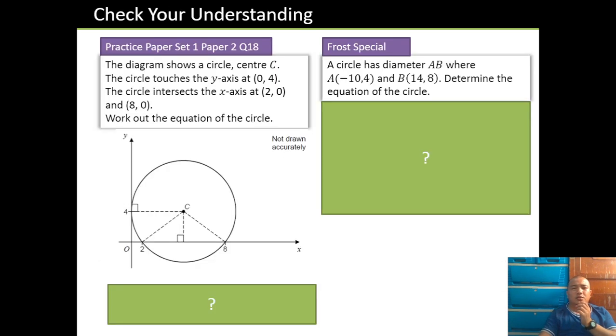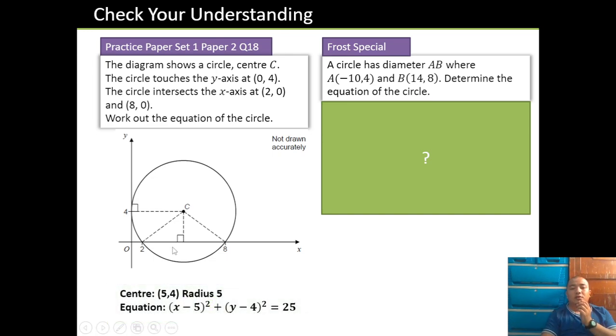Next, the diagram shows the circle with center at C. The circle touches the y-axis at (0, 4). The circle intersects the x-axis at (2, 0) and (8, 0). Work out the equation of the circle. So, we need to know the center and radius. The center is at the midpoint, which is 5, and so this is 5. So (5, 4) is the center. What's the radius? Radius is 5. Therefore the equation is (x minus 5) squared plus (y minus 4) squared equals 25.